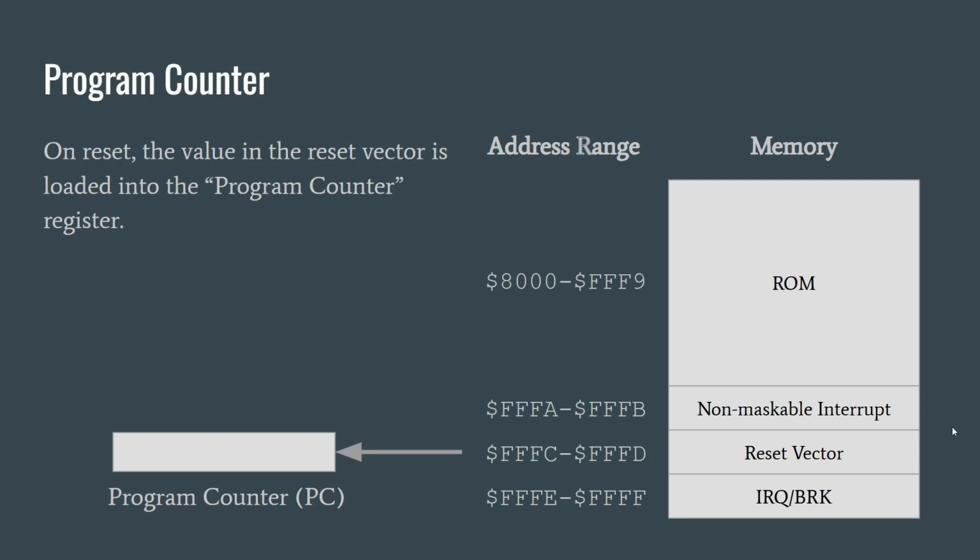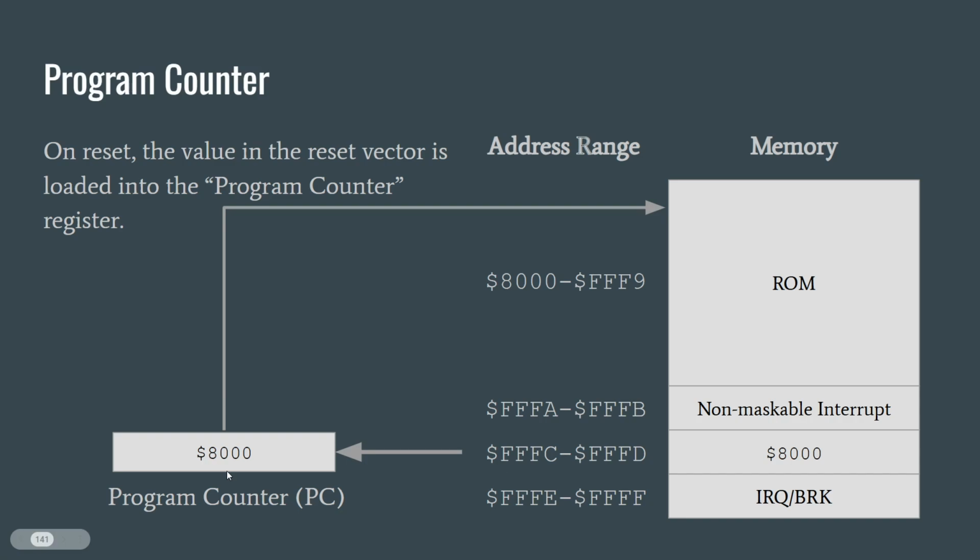So let's look at an example of that. Let's say we wrote the value 8000 hex into FFFC and FFFD. What happens on reset is that value is copied over to the program counter, the PC, and in turn, that will become the first instruction that executes.